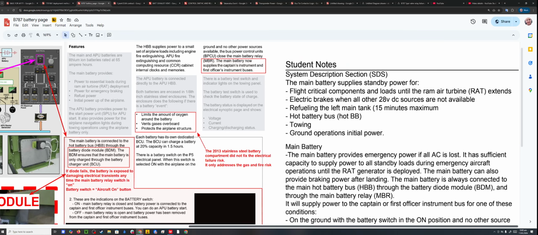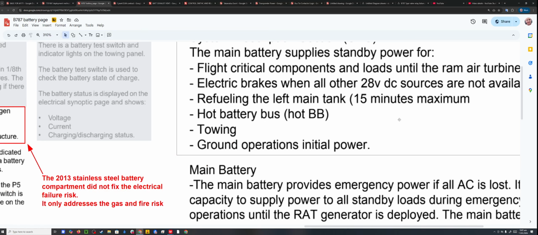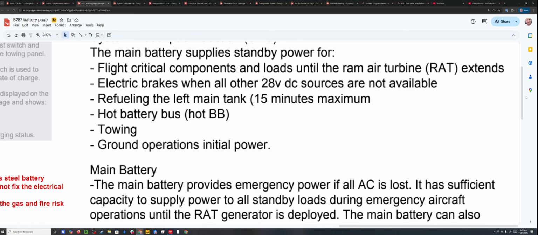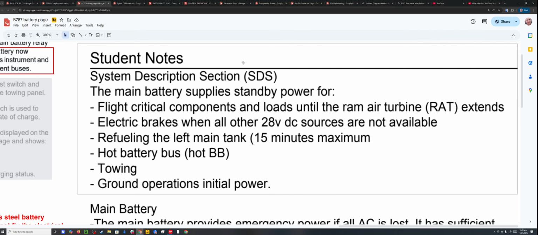Now let's go to the Boeing training document. Student notes from Boeing. Zoom in even more. The main battery supplies standby power for the following: flight critical components and loads until the ram air turbine extends. That includes the instrument buses. It also includes the flight control electronics, which are the things which power the aileron, rudder, and all that. So the main battery is there before the flight control electronics resort to their own internal batteries.